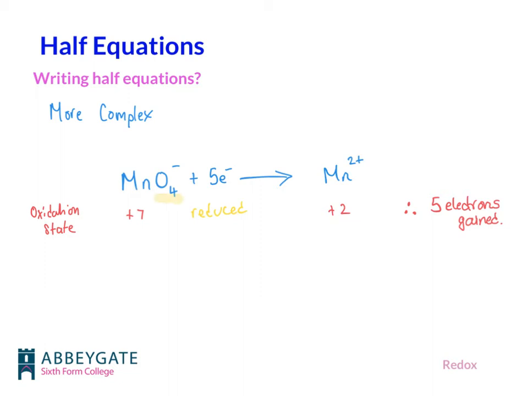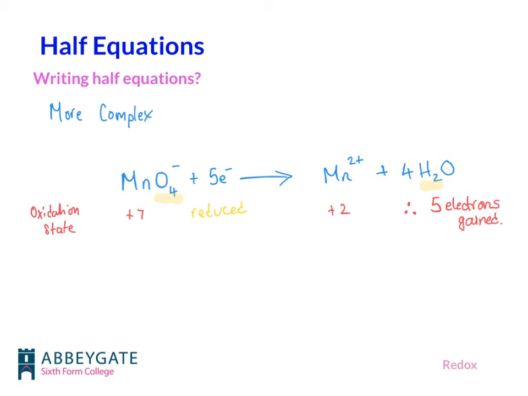Now the next step is to do something about these oxygens in the manganate. So I've got 4 oxygens on this side, but at the moment I don't have any oxygens on the right hand side. Now the only way I can get rid of those oxygens and put them on the other side is to add them as water. So if I add 4 molecules of water on the right hand side, that will balance the oxygens, but then I get another problem, because by adding 4 molecules of water I get 8 hydrogen atoms on the right hand side that I don't have on the left hand side.